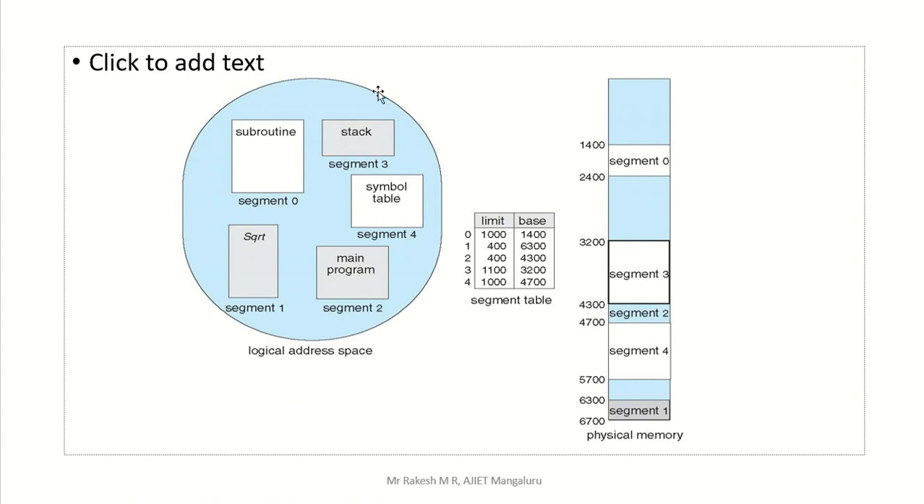Your entire process is divided into small blocks, and those are called segments. Each segment has its own content: the main program is one segment, the symbol table is one segment, the stack is one segment. Like that we are going to divide content-wise. Then you are going to save these segments in your main memory. Now I will show that.